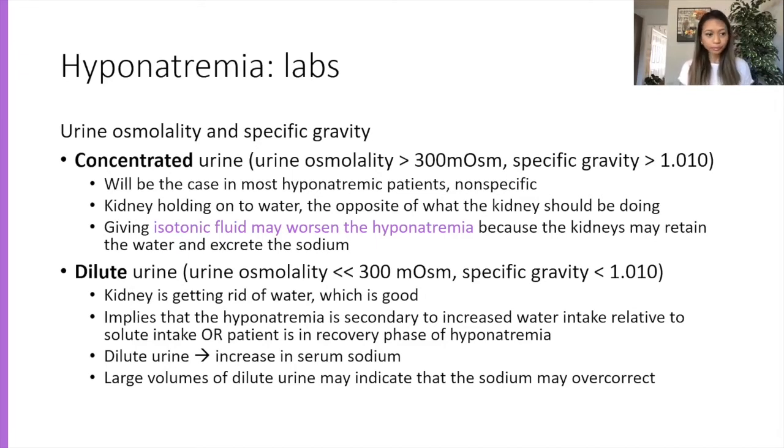We don't want that. So if the urine is dilute, you can see a urine osmolality of significantly less than 300 or specific gravity of less than 1.01. This means that the kidney is getting rid of water. You want it to do that. It implies that the hyponatremia is secondary to an increased water intake relative to solute intake, or the patient is in the recovery phase of hyponatremia and they're autocorrecting. A dilute urine will lead to an increase in sodium, and that is the direction we want to go in. Large volumes of dilute urine may actually indicate that the sodium may overcorrect in the near future.